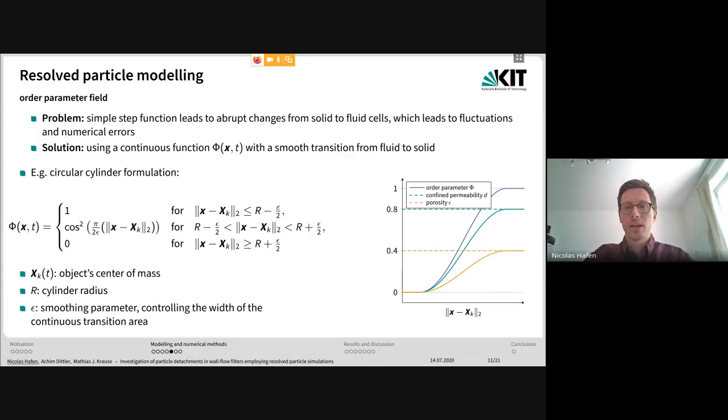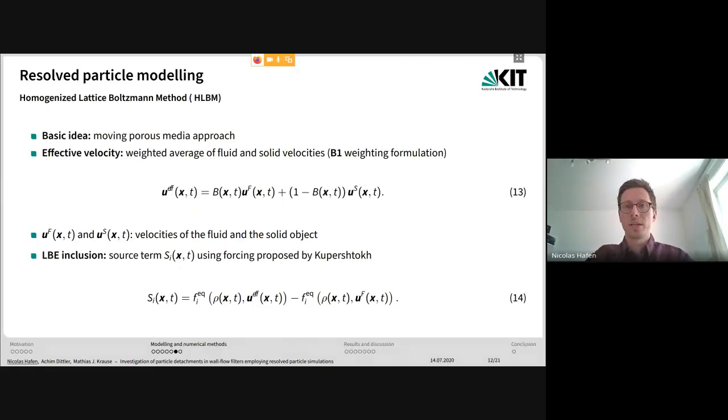And as we see on the right hand side, we can now map this order parameter phi to the confined permeability. For example, if we have solids that are having a physical permeability that leads to this confined permeability of 0.8, we can also map that to the porosity in case we're using a model that would make it mandatory to distinguish between the porosity or the permeability itself. So with having that, we can take our weighting, which is connected to the confined permeability, which is then connected to the order parameter, and calculate the effective velocity by just using a weighted average of the fluid and the solid velocities.